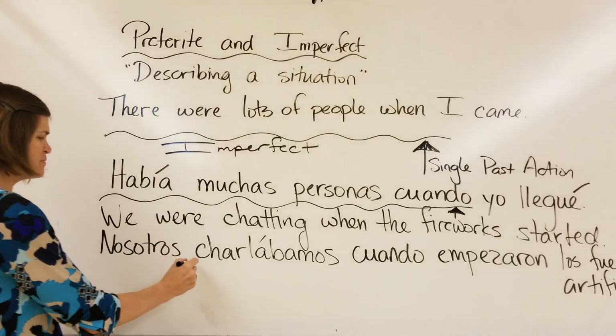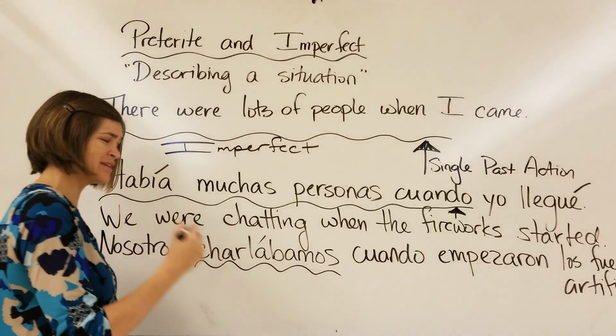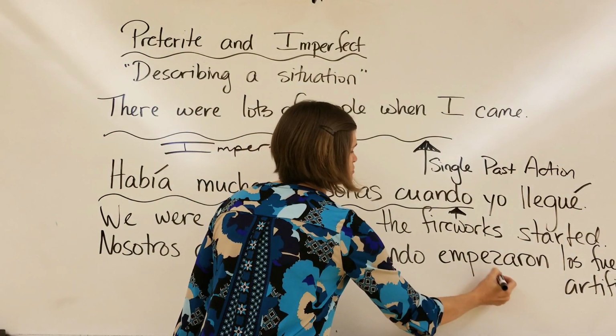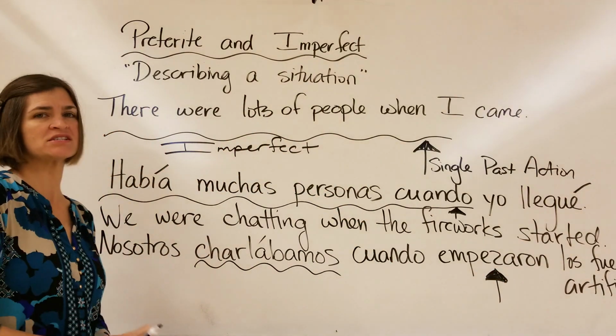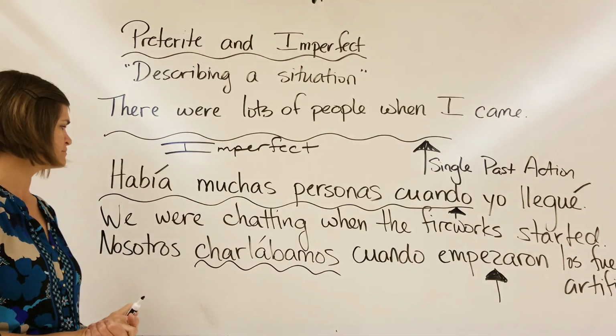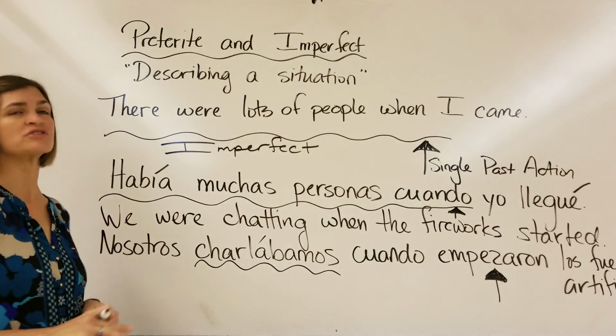So this is in the imperfect. We were chatting. When, boom, preterite, single past action, something started. That'll be our first instance of when we use preterite versus imperfect.